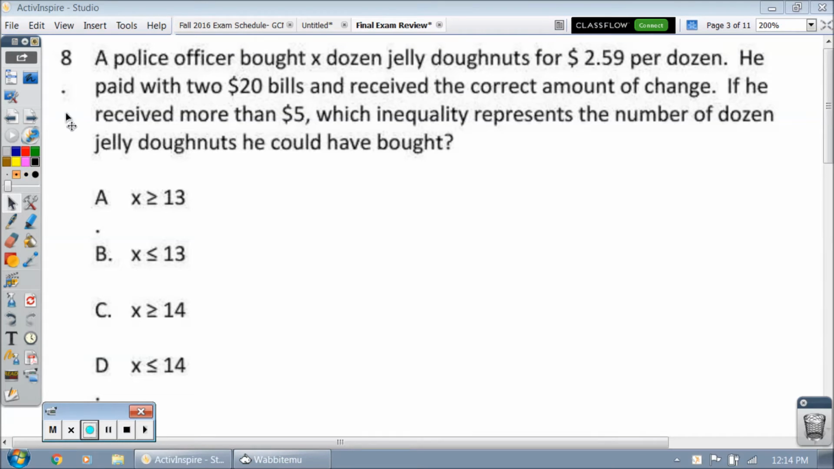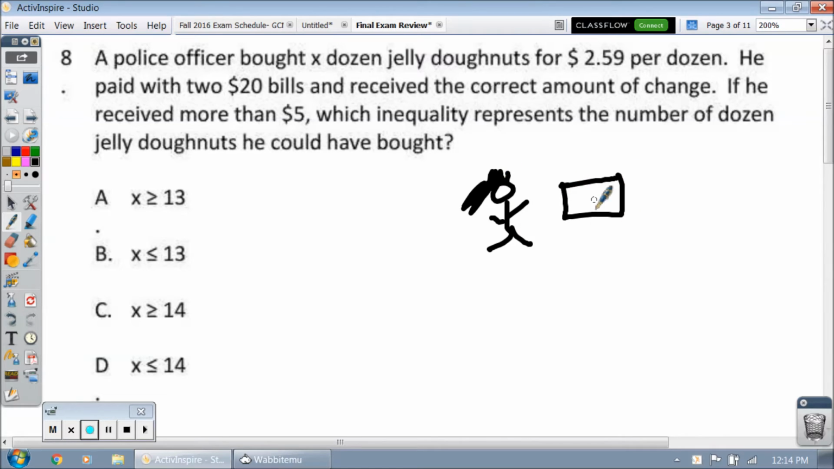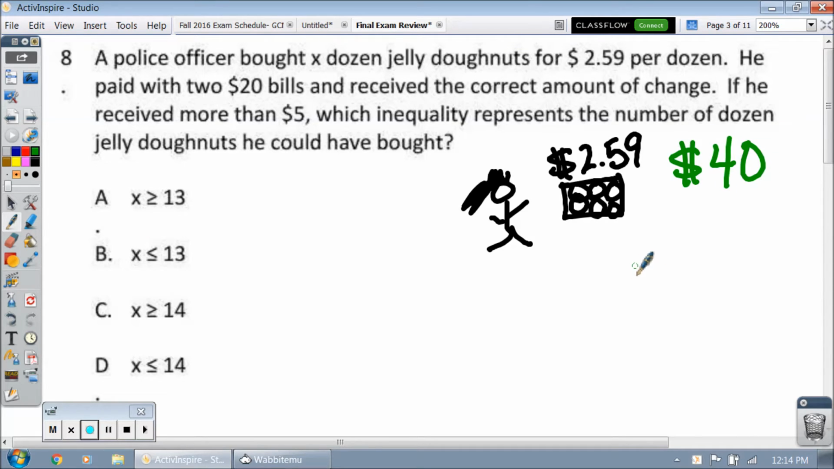Here we go. 8. A police officer bought X dozen jelly donuts for $2.59. Okay, so you have this guy here, this police officer. We'll give him a mullet because he's in Texas, and he's gonna buy some donuts here. All right, there's a dozen. They're all packed in there. They cost $2.59 for a dozen of these. He paid with two $20 bills, so he had 40 bucks.